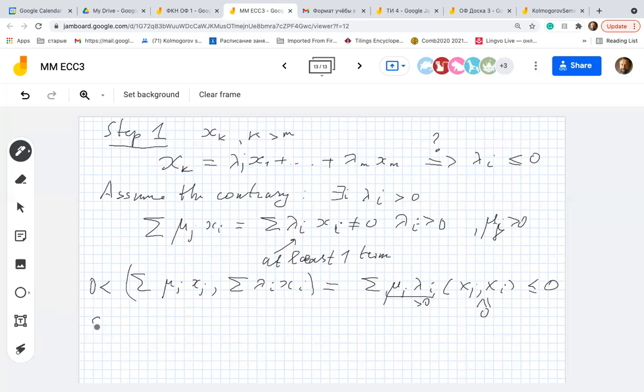Okay, now in step 2, we want to prove that the remaining vectors are linearly independent. So the remaining vectors are x m plus 1 and so on, those which are not in our basis.